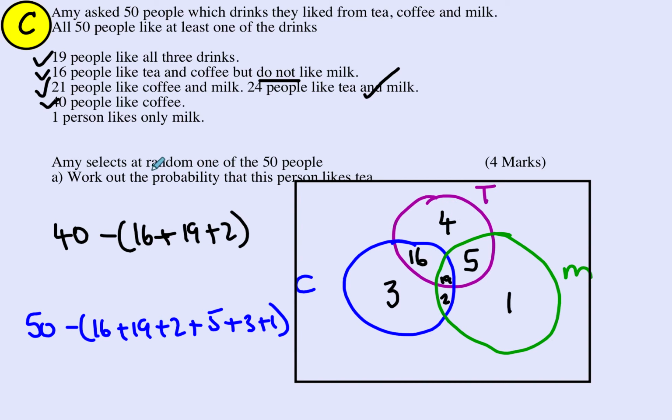It said Amy selects at random one person of the 50. Work out the probability that this person likes tea. So it's everyone in the tea group that's here. So what you would need to do is the entire purple circle, you're going to need to add it up. So add your 4 plus 16 plus 19 plus 5. That's 44 people like tea out of a potential 50.